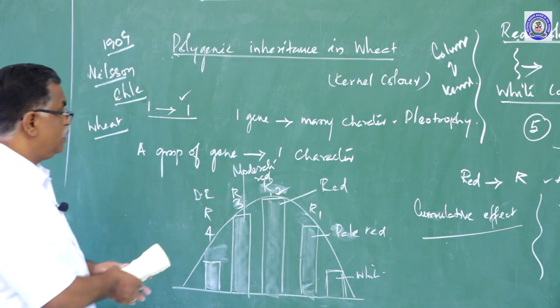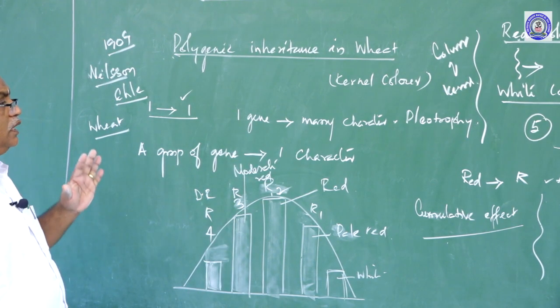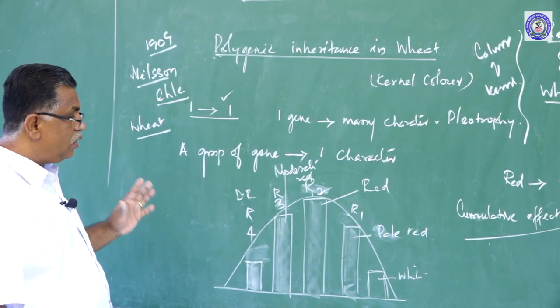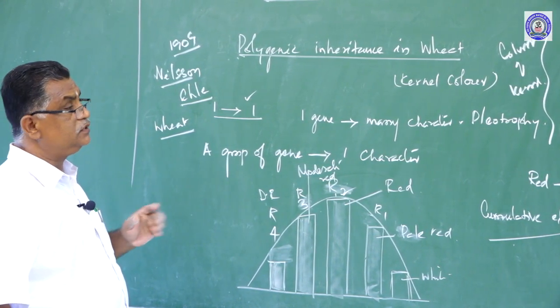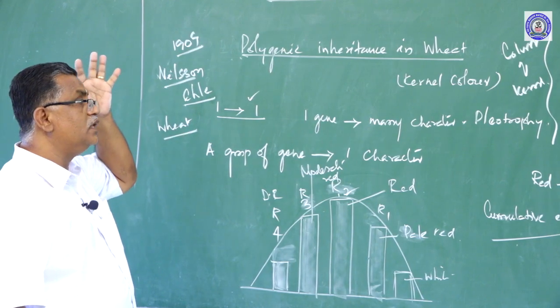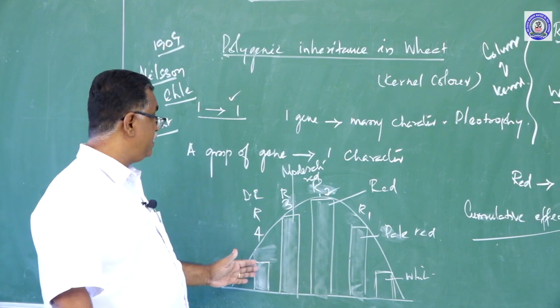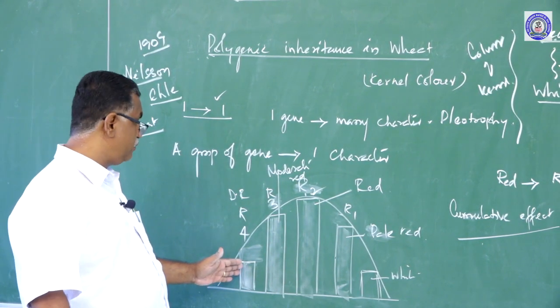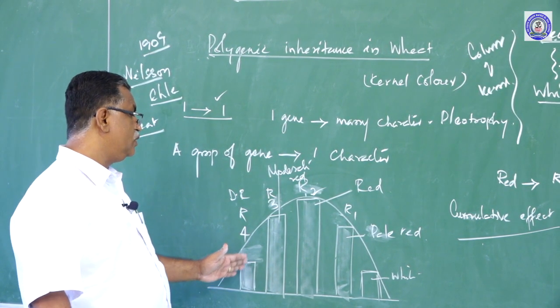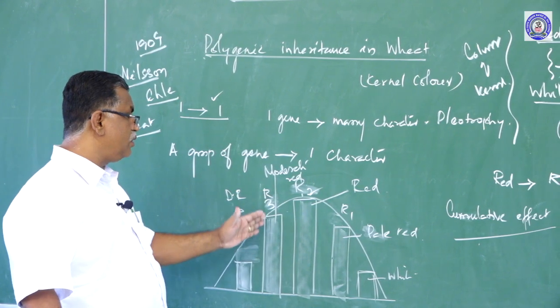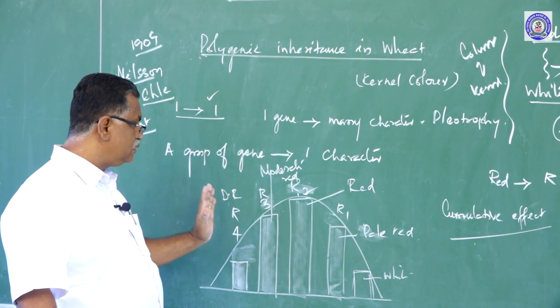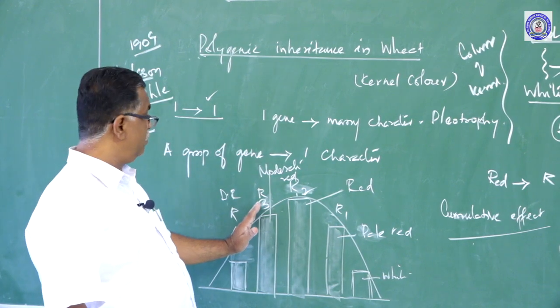Here we should understand one implication. The capital R gene determines the color of the kernel. These are all associated with the color of the kernel. When 4 dominant capital R are there, the color of the grain will be red. If 3 capital R and only 1 small r are there, the color will be reduced to the next level.